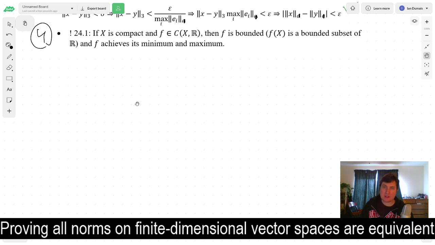So compact just means a closed and bounded set. A closed set just means that if you take any limits of sequences of points in the set, the limit of that sequence is going to be a point in the set. So we can think about here.